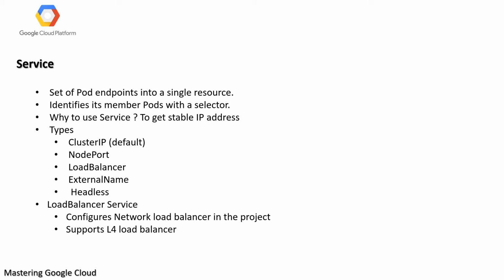Types of services are cluster IP, node port, load balancer, external name, and headless. And we will discuss the load balancer service. When you create a service of type load balancer, the Google Cloud controller configures a network load balancer in your project. The load balancer has a stable IP address that is accessible from outside of your project. It supports L4 load balancing.